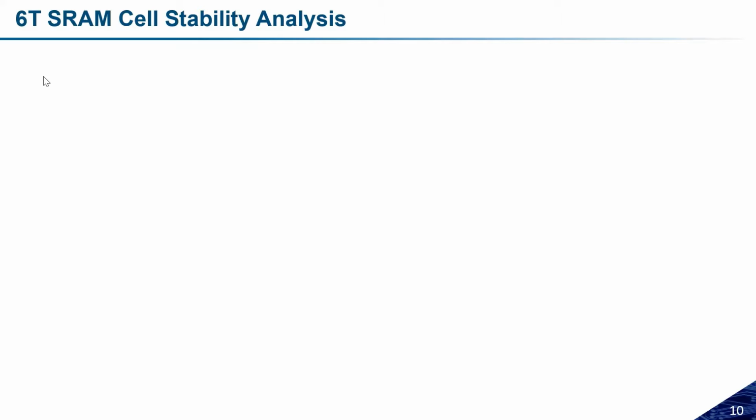So if the stability is very low, the probability of flipping is very high, and vice versa. Ideally the stability should be as high as possible. If we are able to achieve the maximum stability, then the robustness will be better for the memory. So here we'll talk about how we can calculate it.